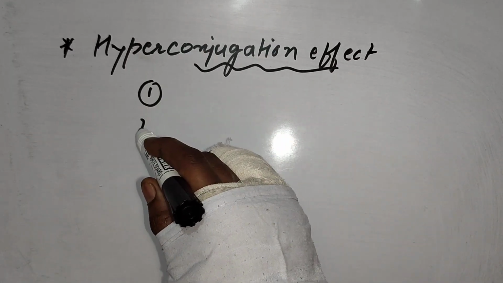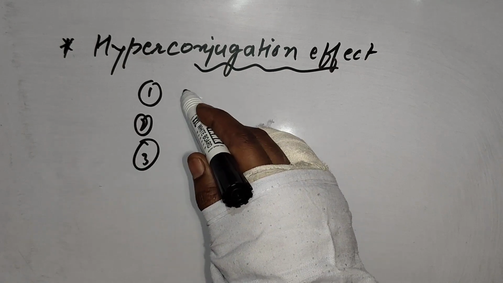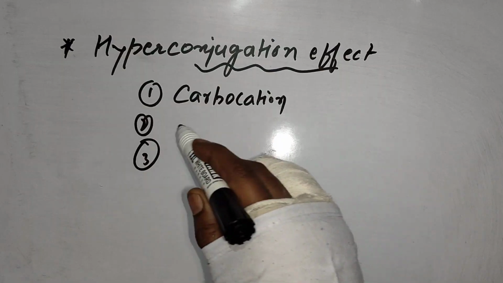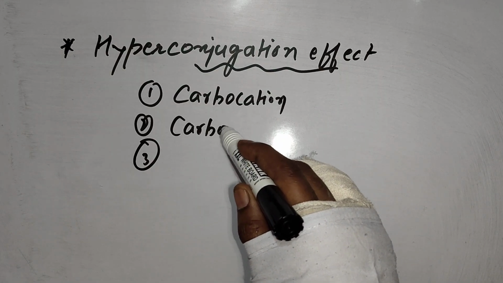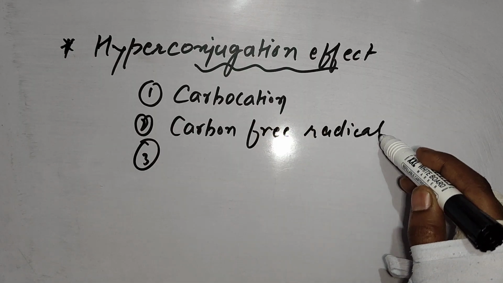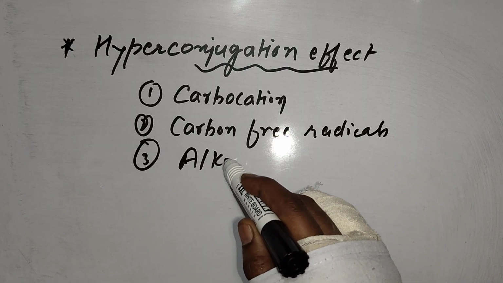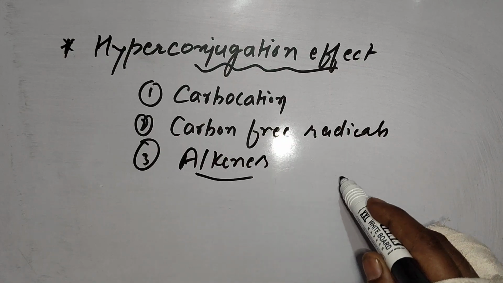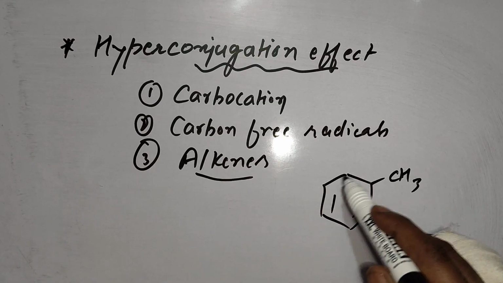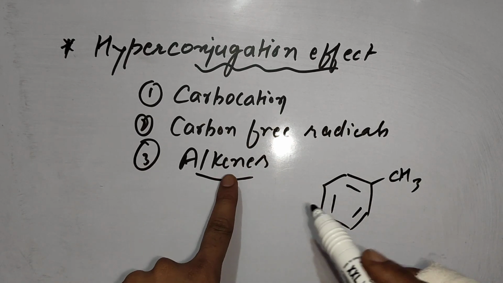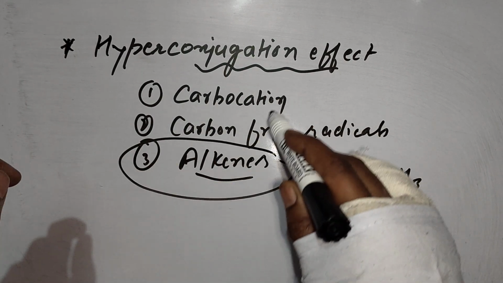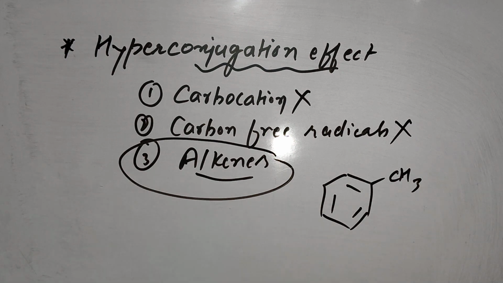Hyperconjugation can arise in three cases: carbocations, carbon free radicals, and alkenes. Because you can check in benzene ring, benzene is nothing but an alkene, a cyclic alkene. So in alkene hyperconjugation is possible. So I am going to discuss this alkene case. The other cases I will not discuss in this video.